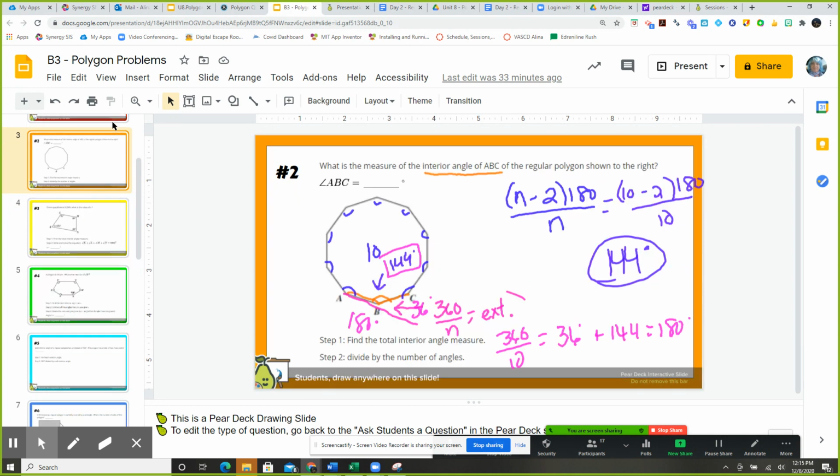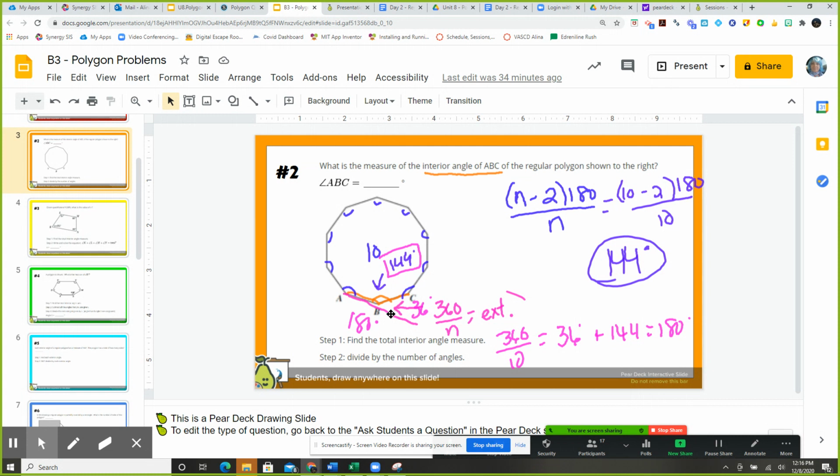And then question number 2, we wanted to find this one orange interior angle, angle ABC. So we knew it had 10 sides and 10 angles. So we found the total angle measure and then divided by 10. So the whole shape has 1440 degrees in it. Divided among 10 equal angles, that orange angle equals 144. N minus 2 times 180 divided by the number of sides, or the number of angles in this case.